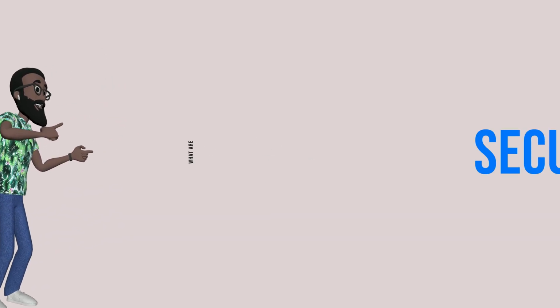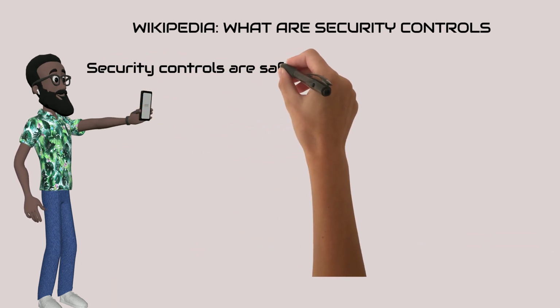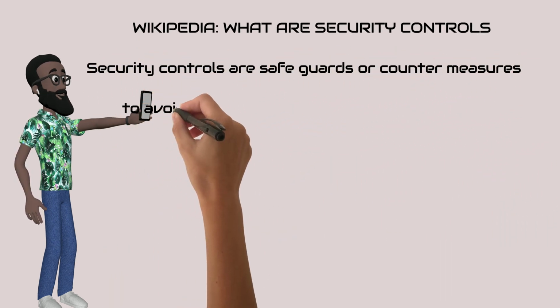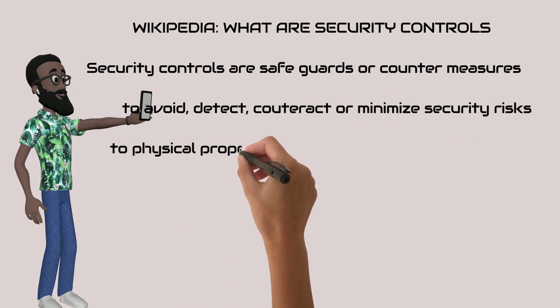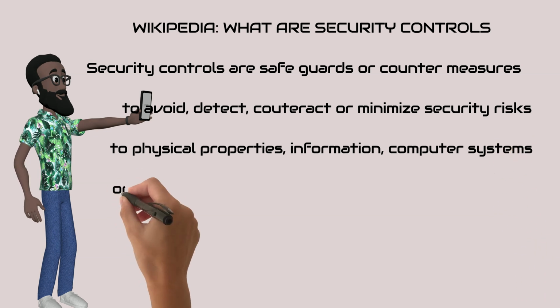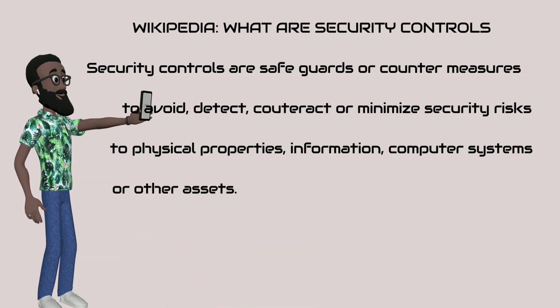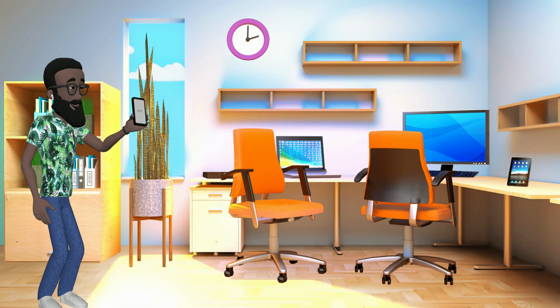Before I tell you how to select security controls, I need to define what security controls are. Now, according to Wikipedia, security controls are safeguards or countermeasures to avoid, detect, counteract, or minimize security risks to physical property, information, computer systems, or other assets. Let's break that down with a DOP example, shall we?